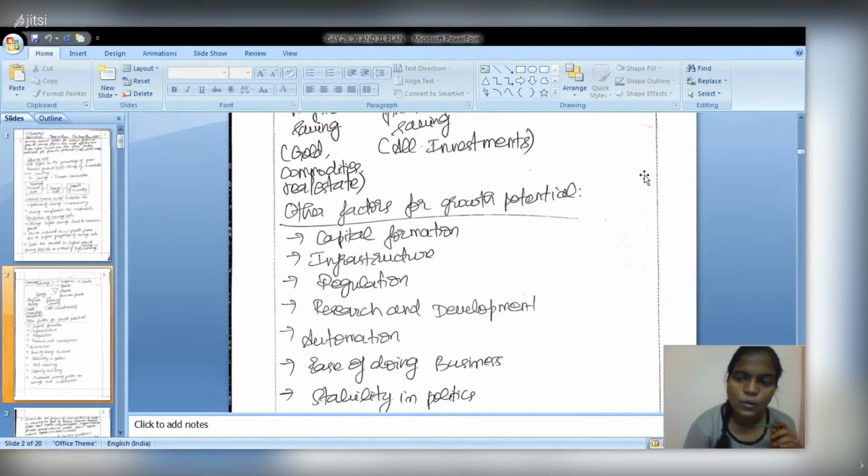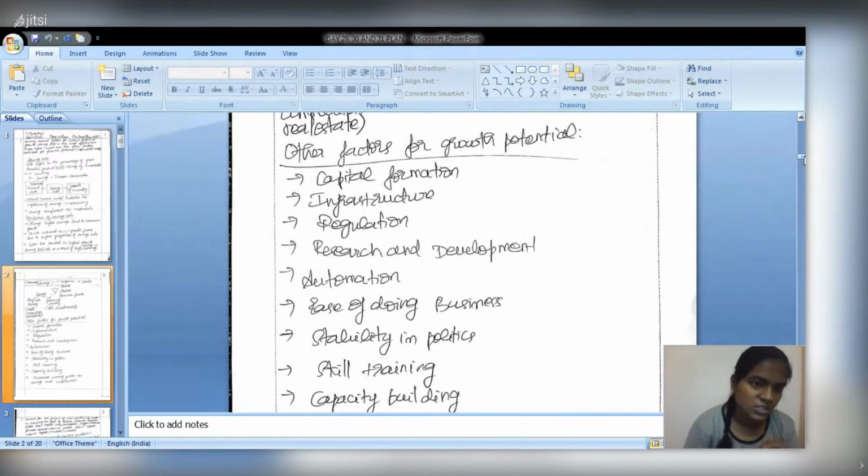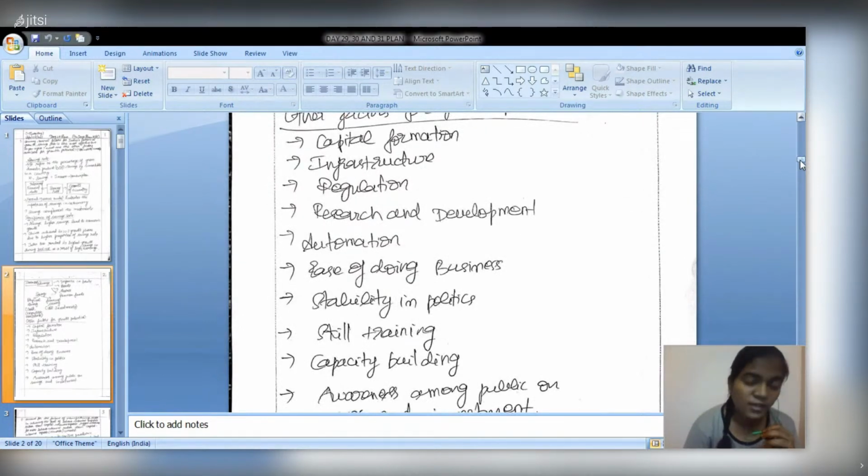Okay. So what are all the other factors for growth potential? It is a 2-page question, just a 10-mark question. You need not explain briefly all the subheadings here. For gross capital formation, infrastructure, regulation, research and development, automation, ease of doing business, stability in politics, you don't need to illustrate everything in a brief manner. As it is a 10-mark question, this itself is enough.